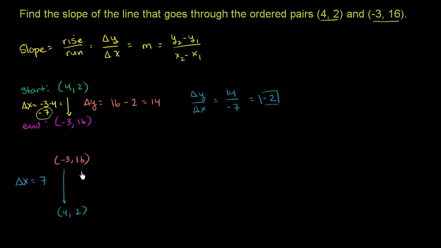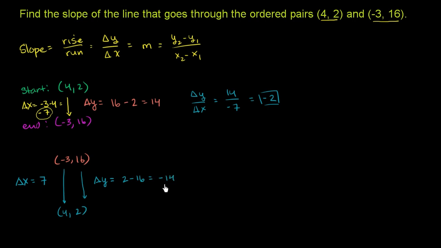And what is our change in y? Our change in y over here, or we could say our rise. If we start at 16 and we end at 2, that means we went down 14. Or you could just say 2 minus 16 is negative 14. We went down by 14.